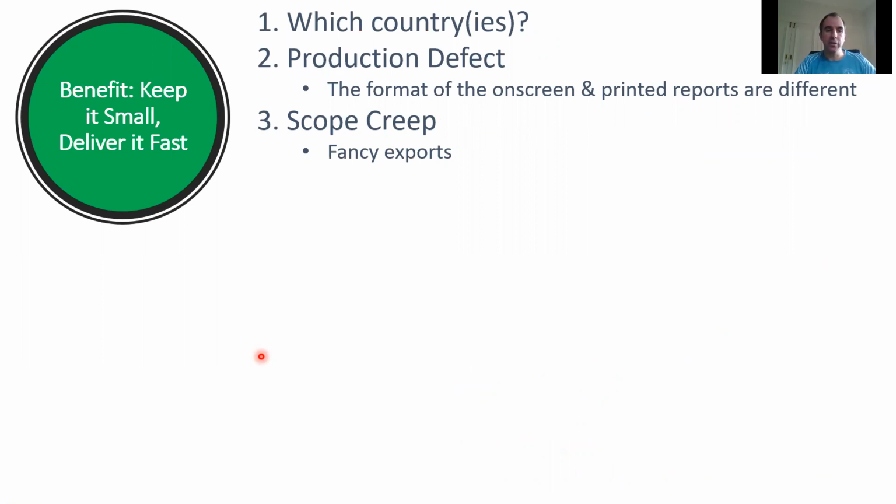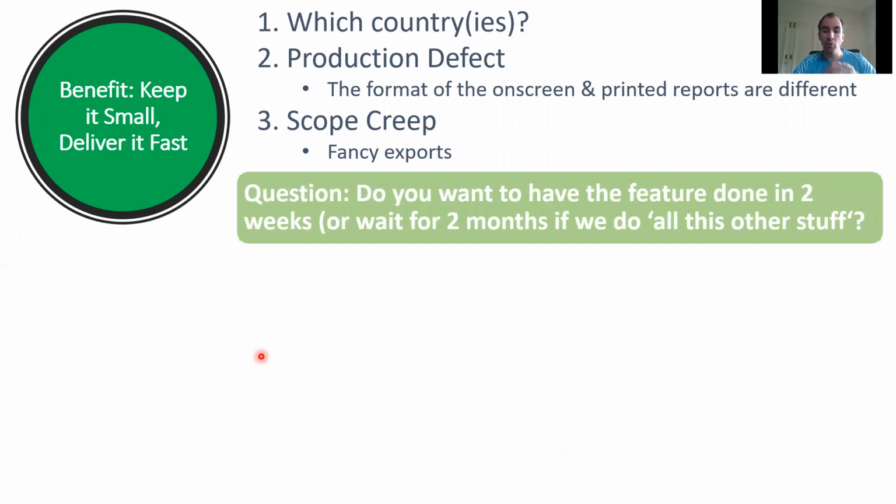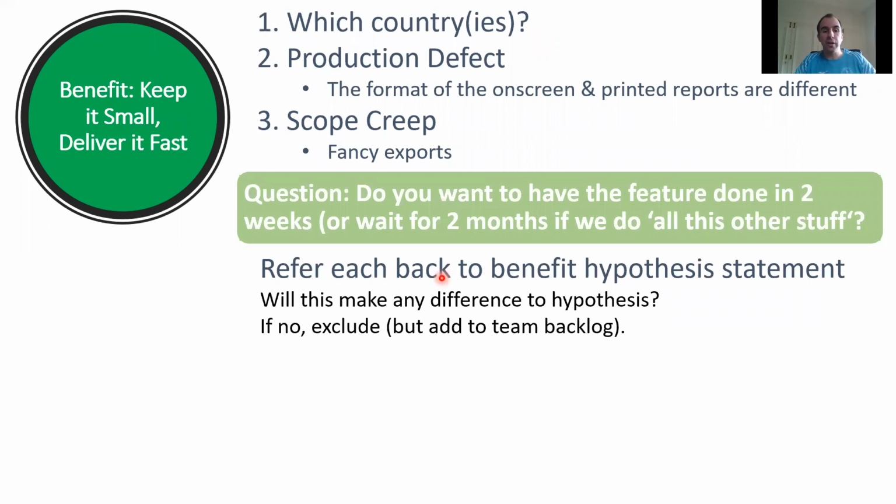So the next benefit is that using feature hypothesis helps us to keep our features really, really small, the smallest chunk of value for the end user. Basically the question we're asking, there are always ways to go and increase it. In this context, the product owner had a few different ideas, wanted to fix a production defect and so on at the same time. Can't we lump it all together? Yes, we could, but really the question that we ask back to the product owner is, do you want to have the feature done in 2 weeks or wait 2 months if we do all this other stuff? And nearly any business stakeholder will say, yeah, give me the value as fast as possible. Now, in the case of something like the production defect, we can refer it back to the hypothesis statement.